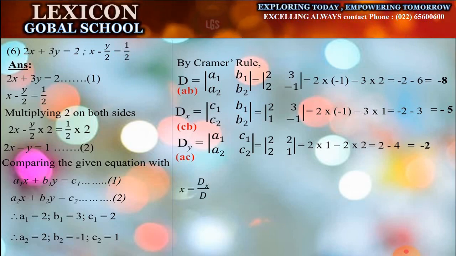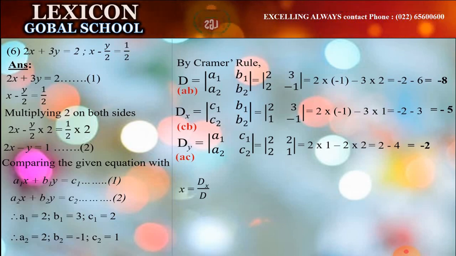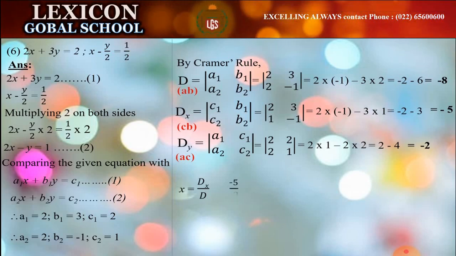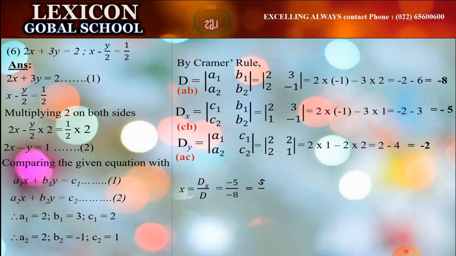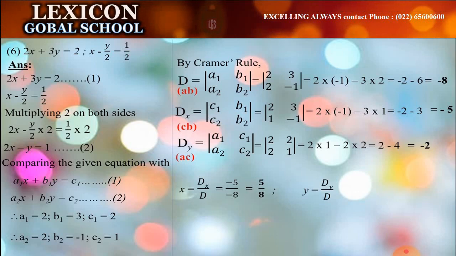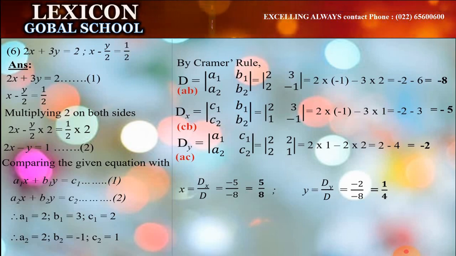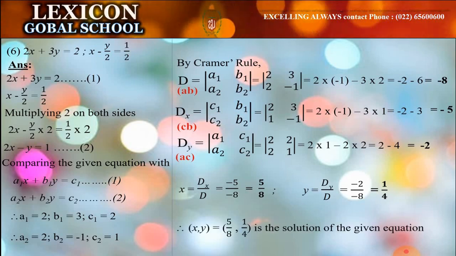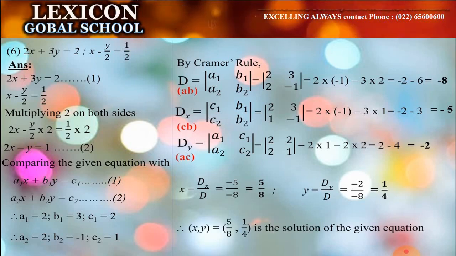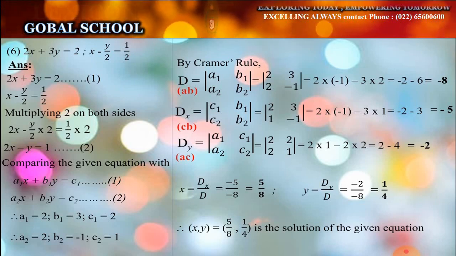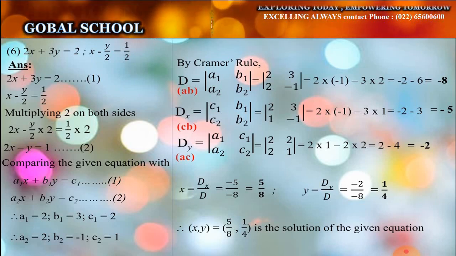Now, let us find out the value of x. To find the value of x, we have dx upon d. That equals to minus 5 upon minus 8 equals to 5 upon 8. And to find the value of y, we have dy upon d, minus 2 upon minus 8 equals to 1 upon 4. So the solution set is x comma y is equal to 5 upon 8 comma 1 upon 4, which is the solution of the given equation.